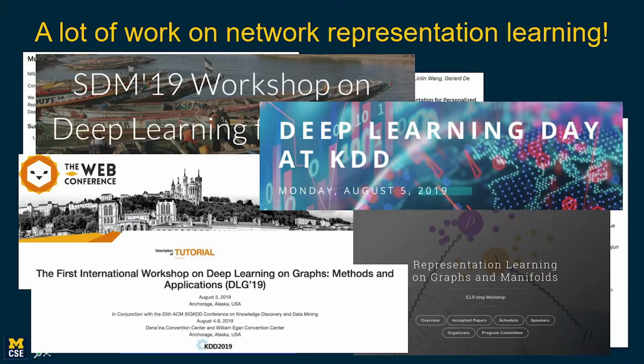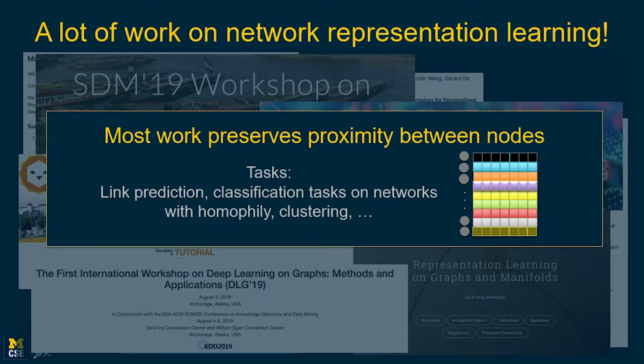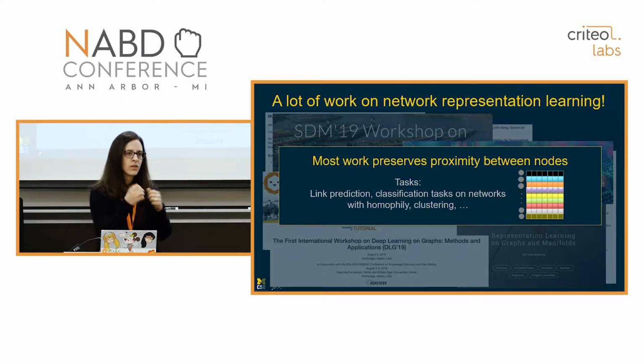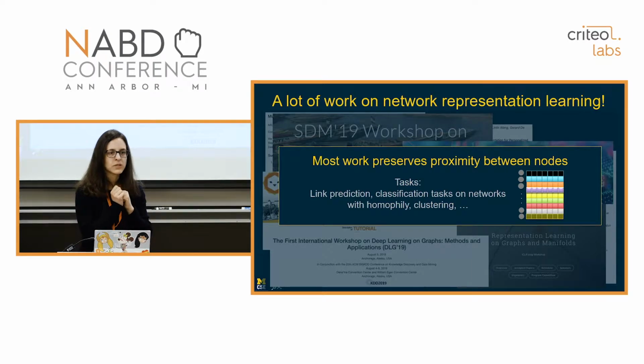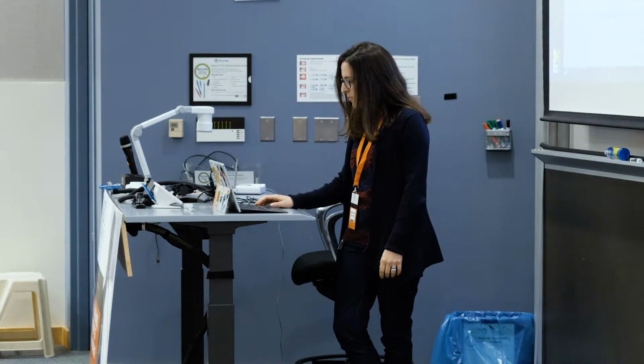But if I were to summarize in one sentence, what a lot of the work does is that they focus on preserving proximity between nodes. So the idea is that if two nodes are close to each other in the graph, then they should be embedded closely in the latent space, right? So these vectors should preserve that similarity in the original graph. And there are a lot of tasks that we can do based on these. We can perform link prediction, classification within a network, clustering, and many other tasks like cohort identification and so on.